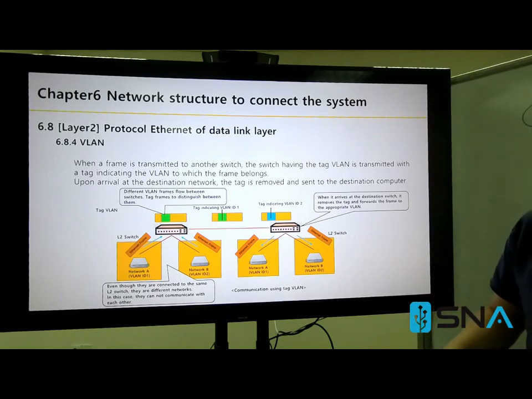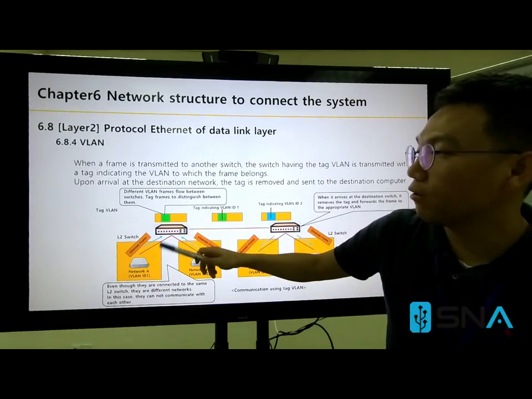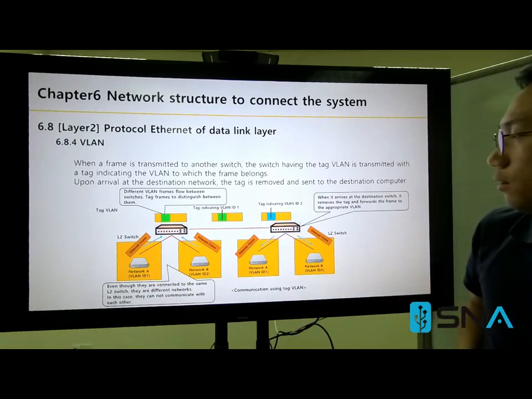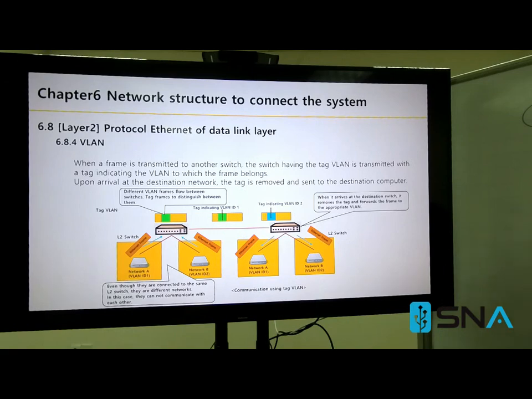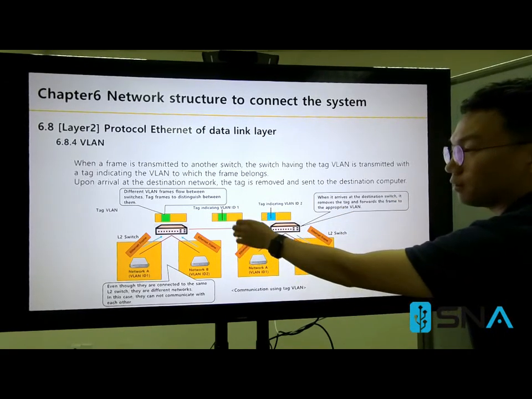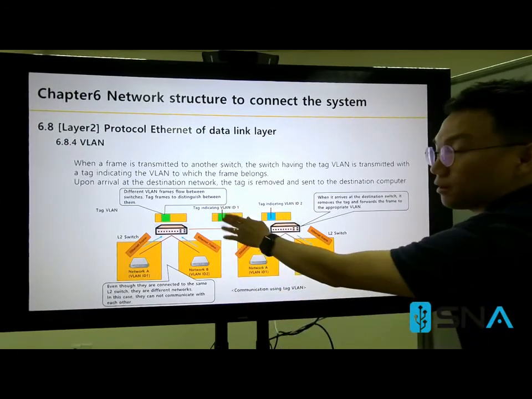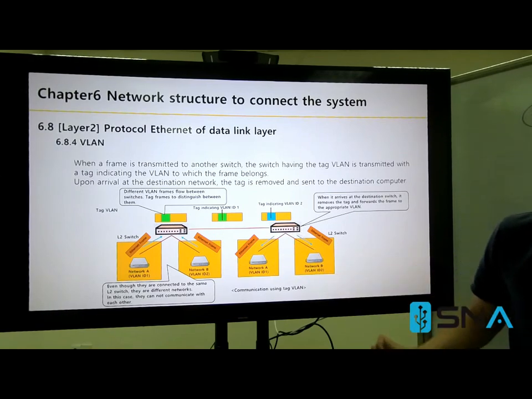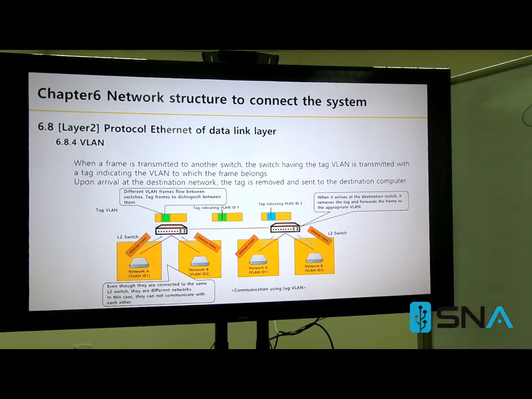So for different VLAN frames flowing between switches, the tag distinguishes between them. When a frame arrives at the destination switch, it removes the tagging. Removing the tagging is the same, and the frame returns to the appropriate length.